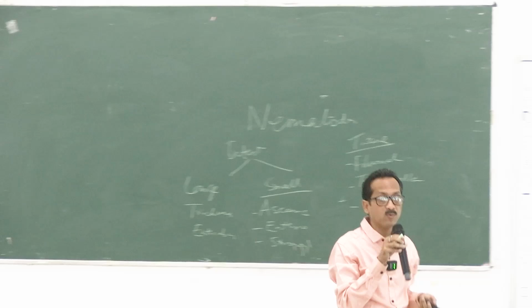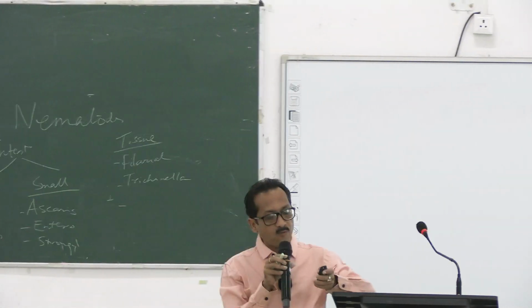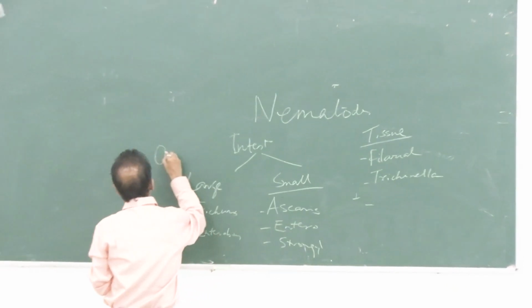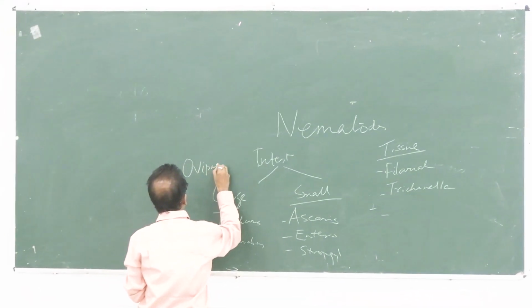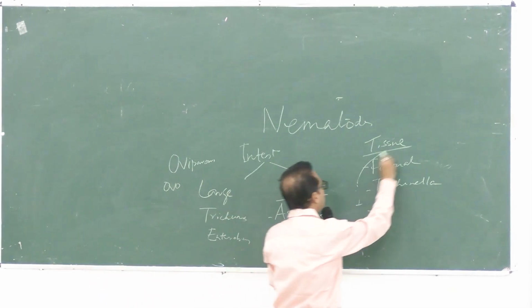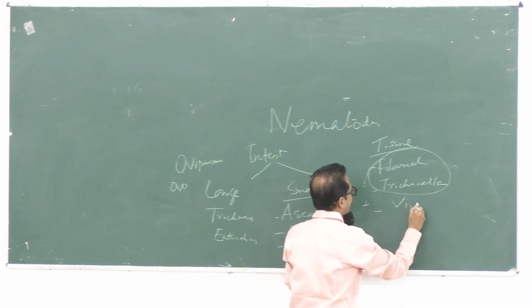Now, have you heard the names oviparous, viviparous and ovoviviparous? Which are oviparous, which are ovoviviparous and which are viviparous? All the intestinal nematodes are either oviparous or ovoviviparous, and all the tissue nematodes are viviparous.